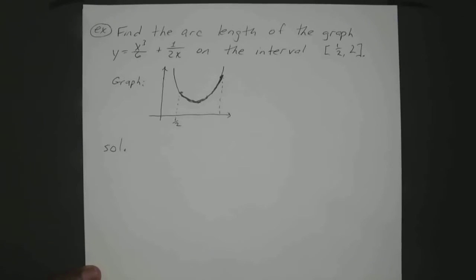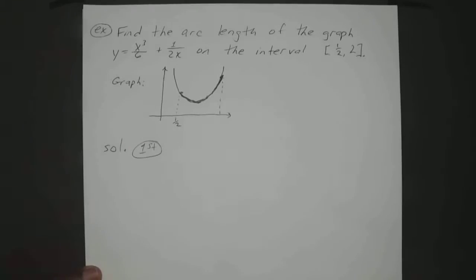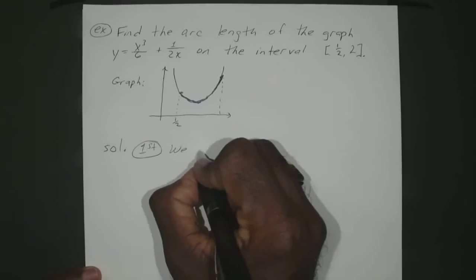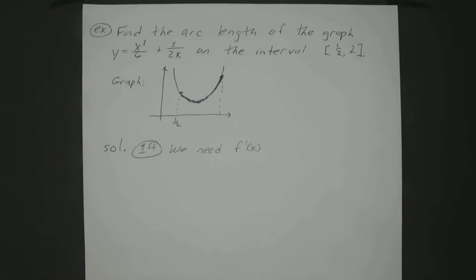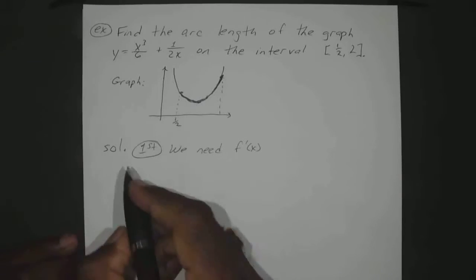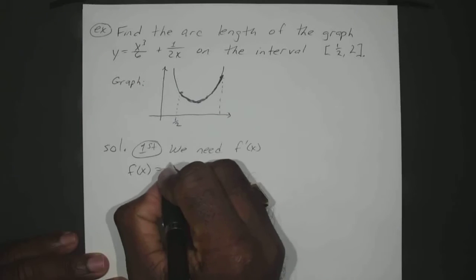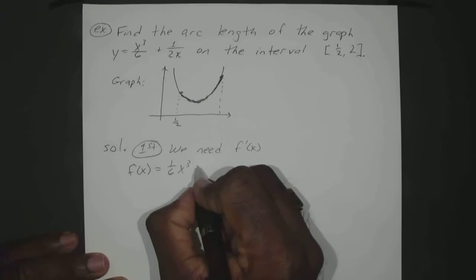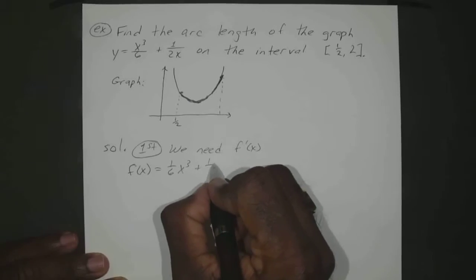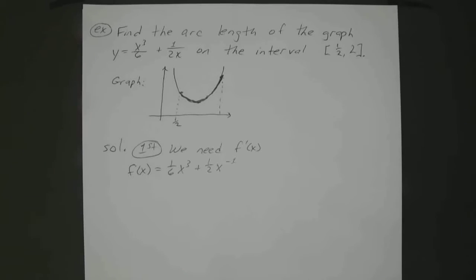Okay, so to solve this one, first we're going to need our f prime of x. Then we're going to have to square it and all that other stuff. Okay, so we know the f of x is, I'll just bring that 1/6, make that x to the third, plus 1/2 x to the -1 power.